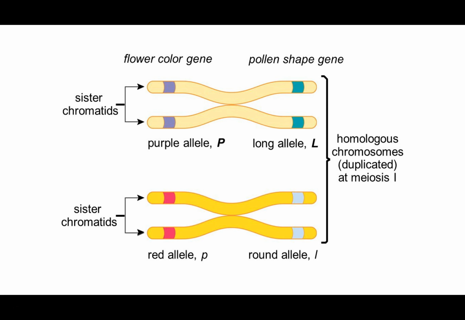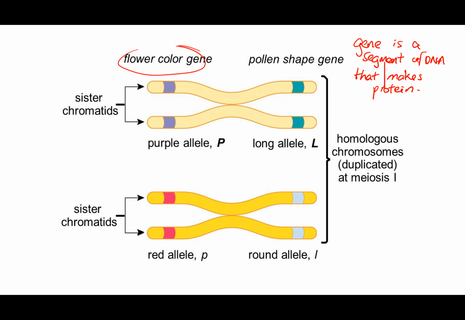Next, you need to know what a gene is. So a gene is a segment or sequence of DNA that codes for a protein. So here we have a gene that codes for flower color and a gene that codes for pollen shape. And you can see that these two are exactly the same because these are clones of each other. So what functions you have here must have the same functions over here.